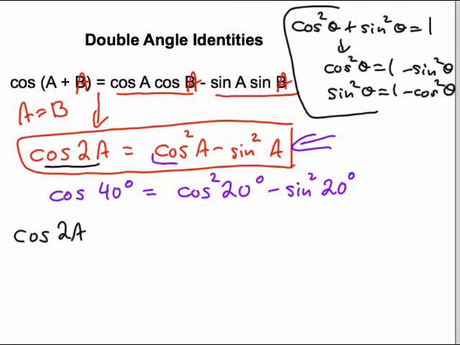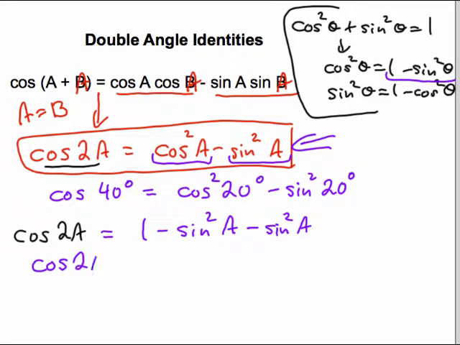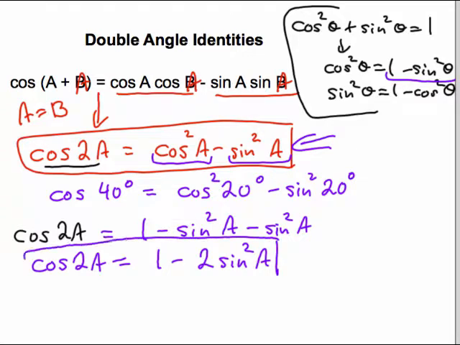So the first thing I'm going to do is for cosine squared A, I'm going to replace that with 1 minus sine squared A, minus this sine squared A, which means that cosine 2A is 1 minus 2 sine squared A. Okay, there's a second identity for cosine 2A.